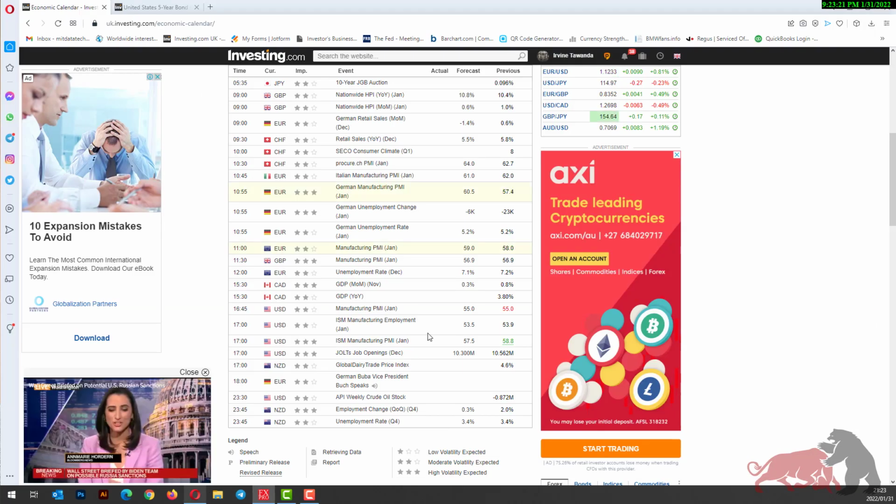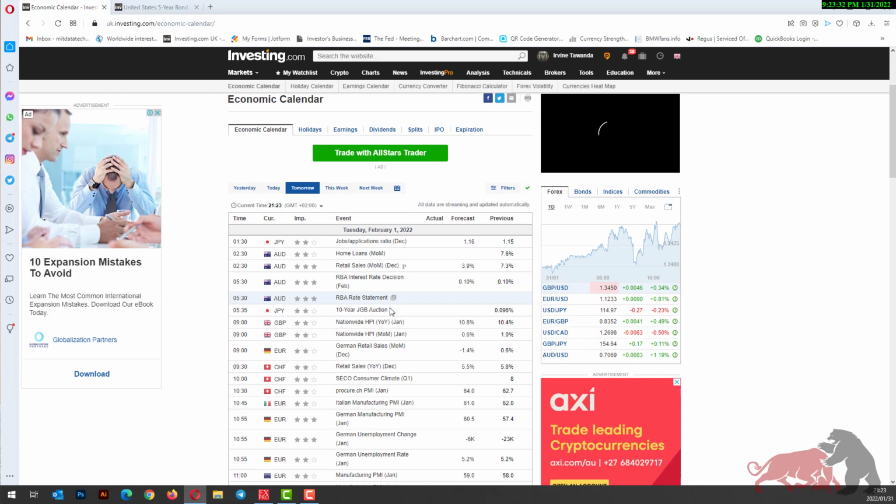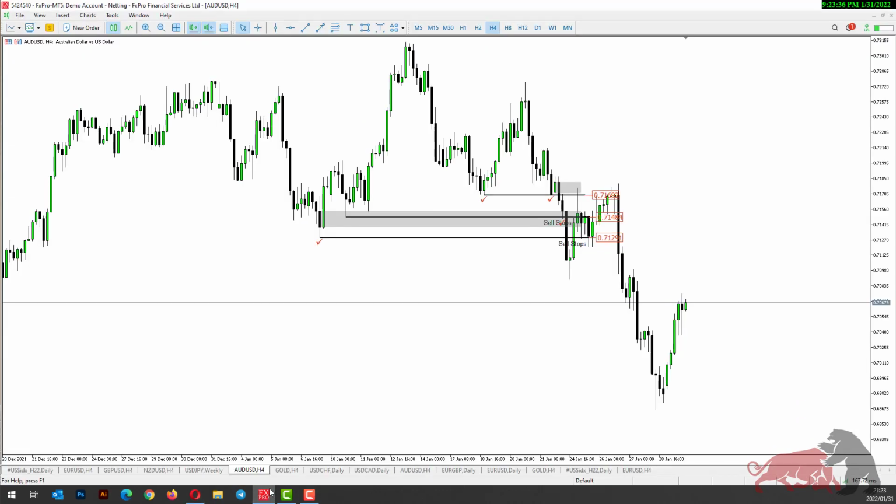If we are to look on the calendar, we've got AUD. We've got the RBA interest rate decision here. That's at 5:30 in the morning. So as we go further into the week, I'll be giving you these updates, guys, regarding how we are going to approach the following day. Since I said I'm going to be telling you now and showing you how I approach the markets on a daily basis, how I make the decisions.